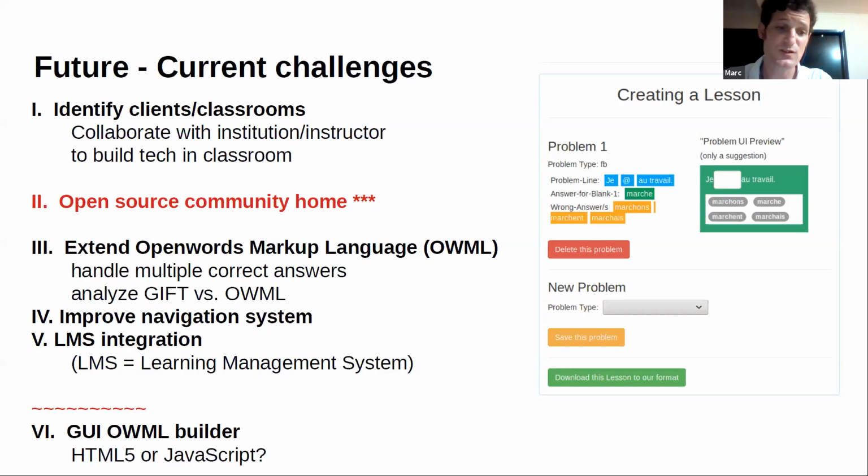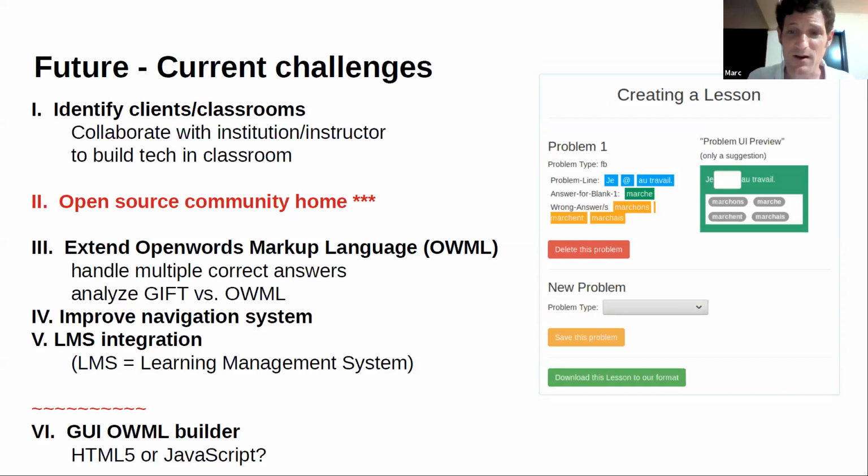We need to analyze and extend the Openwords markup language, or at least compare it to GIFT and see if it's the right direction. I didn't talk about this, but we need to improve the navigation system on the web app itself. And as I have mentioned before, the learning management system integration is pretty critical.